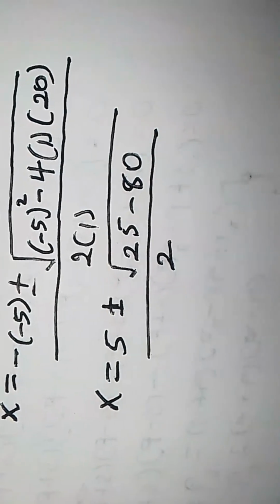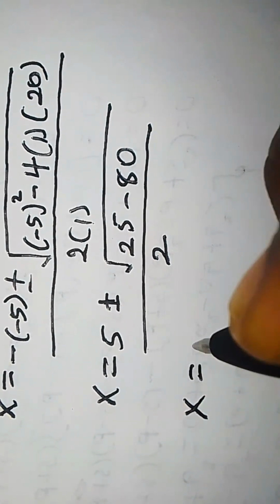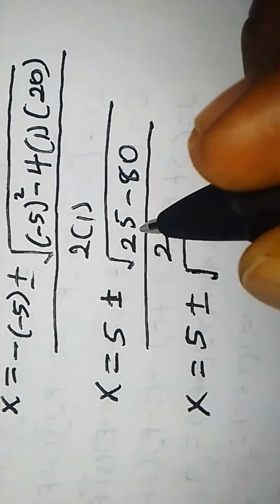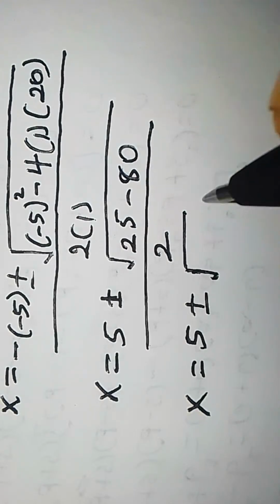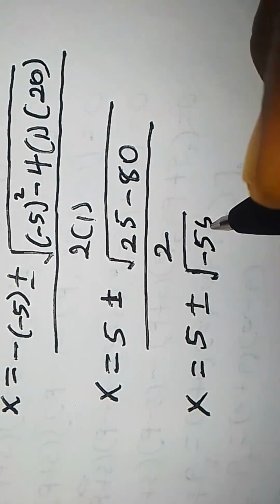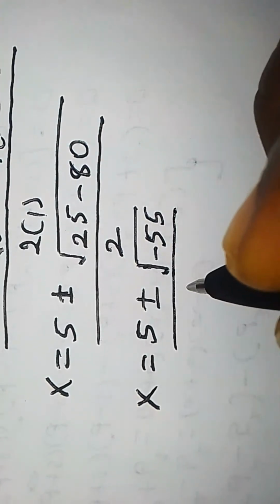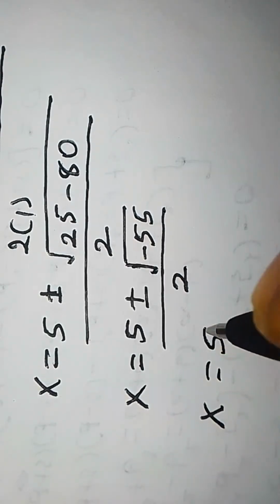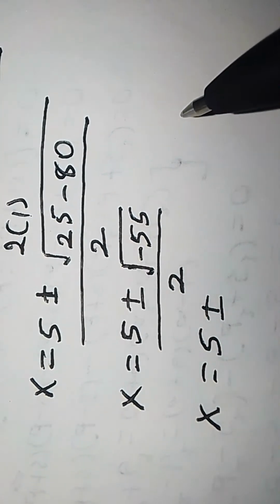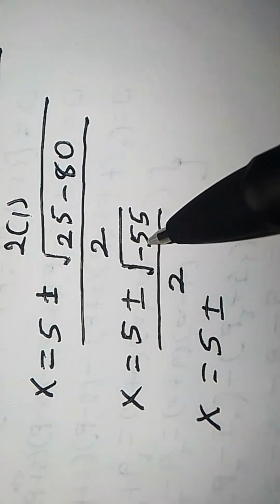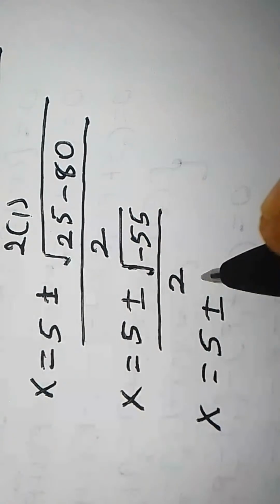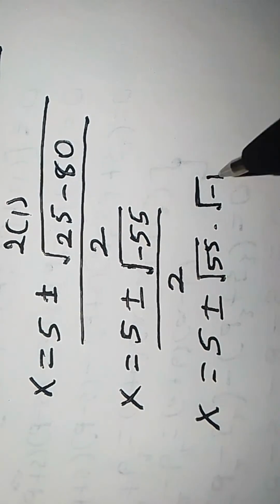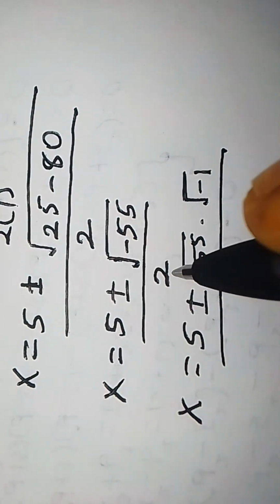Let's continue. X equal to 5 plus or minus square root of 25 minus 80, that is minus 55, everything divided by 2. Let's proceed further. X equal to 5 plus or minus, I can rewrite square root of minus 55 as square root of 55 times square root of negative 1. Everything divided by what? 2.